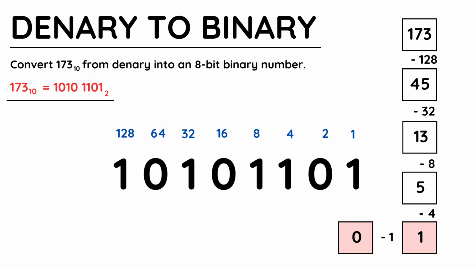to 10101101. I've put the 10 for denary after 173 and the 2 for binary after the binary number. It's 2 because binary is base 2. It's just got 2 possible digits, 0 and 1.